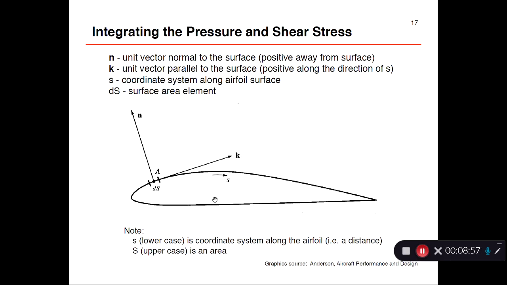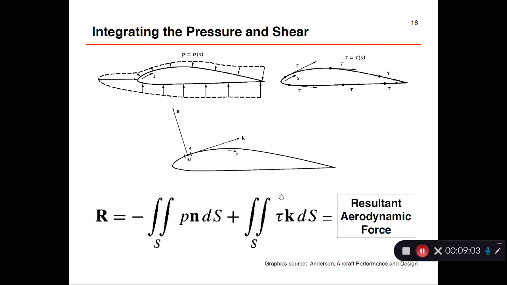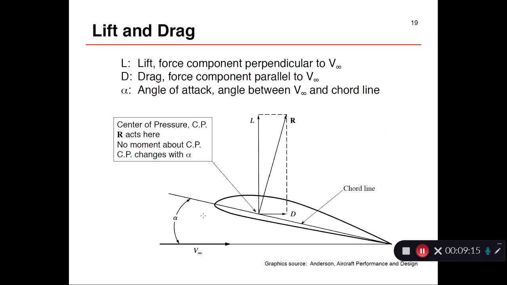Coming back to our shear stress, it is tangent to the surface. Pressure is normal to the surface. So when you integrate it, you'll multiply the pressure by the normal vector, your shear stress by the tangential vector. Then you'll get a vector force. Lift is normal to the V infinity. Drag is along the V infinity by convention.